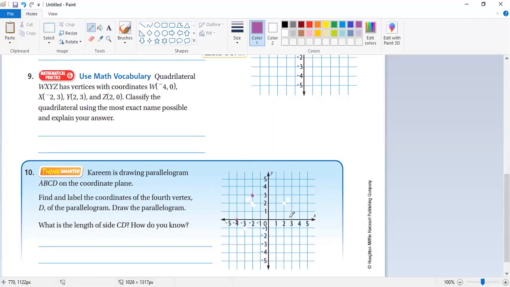Then Y is 2, 3. So 2 and 3 is here. And then Z is 2 and 0. 2 and 0 is here. So now let's join and check what kind of figure is given. They want you to name the figure which is coming. So let me choose another color, pink. I think most of you like pink. Most. I didn't say everyone. Oh, but it's too light. Fine, so this is going to be like this.